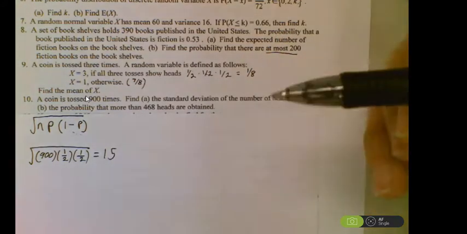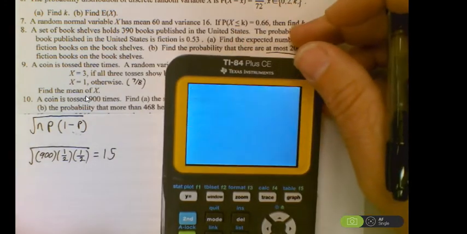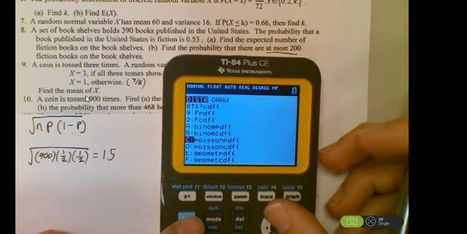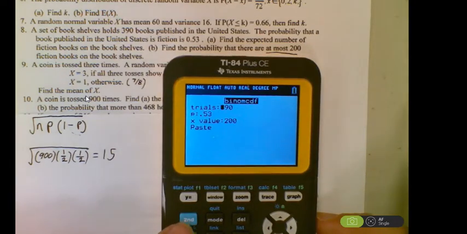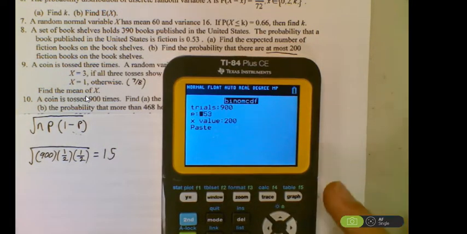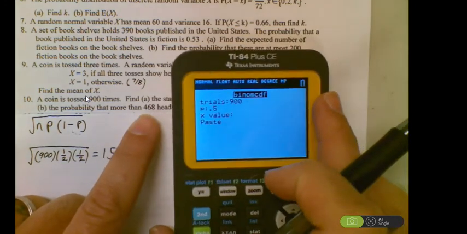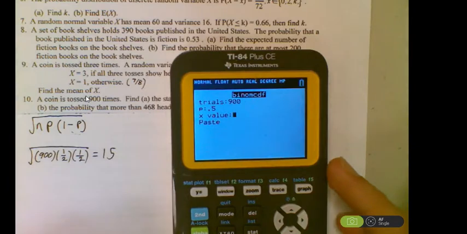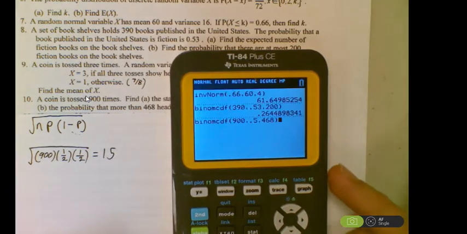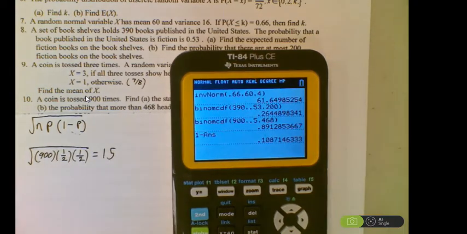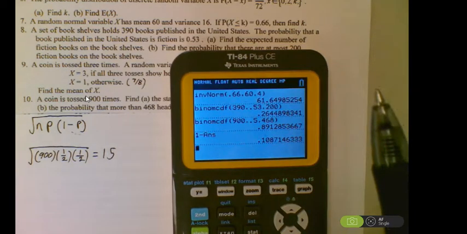than 468. So when I go to the binomial feature here, so second distribution and then binomial CDF, because it's cumulative, so we had 900 trials and probability of heads. And so as far as the x value, because they really want more than 468, I have to figure out what everything up to 468 is, which is going to be that answer right there. And then I just have to subtract that from 1 in order to figure out what's left over for their answer. So that's where we get the 0.109 if we did that one right. Moving on.